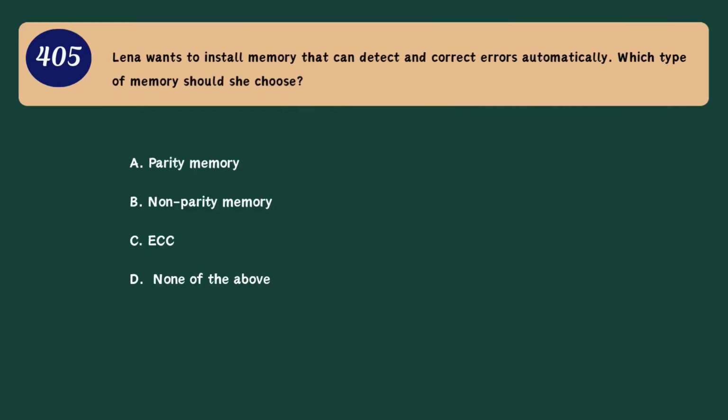Question 405. Lena wants to install memory that can detect and correct errors automatically. Which type of memory should she choose? A. Parity memory. B. Non-parity memory. C. ECC. D. None of the above.